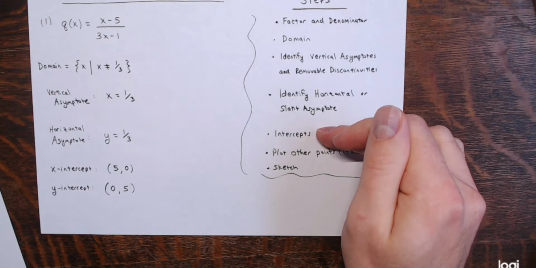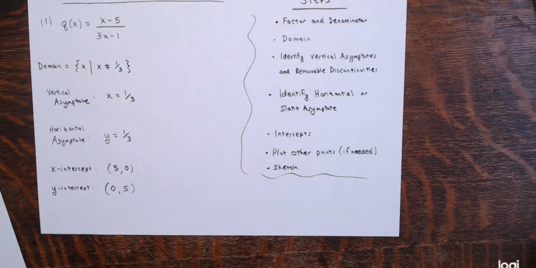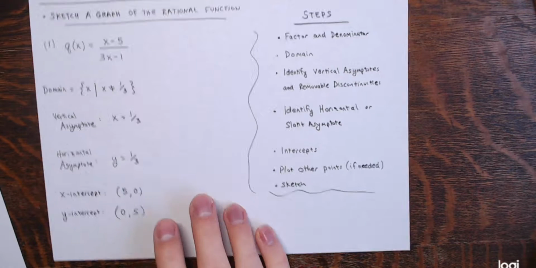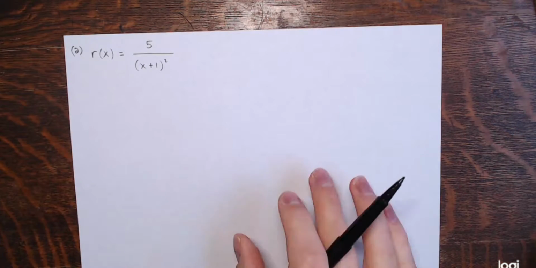Plot the intercepts, plot other points if necessary, and then, keeping in mind multiplicities, so you know how the graph should behave around x-intercepts, make a rough sketch of the graph, right? Using the asymptotes and intercepts and other points as a guide. So let's do that again. And that's all I've got for the rest of the video, all my examples, doing the same stuff.